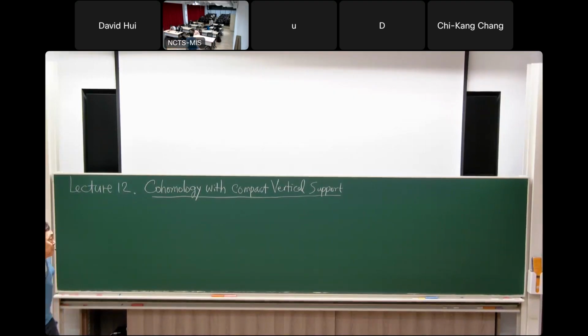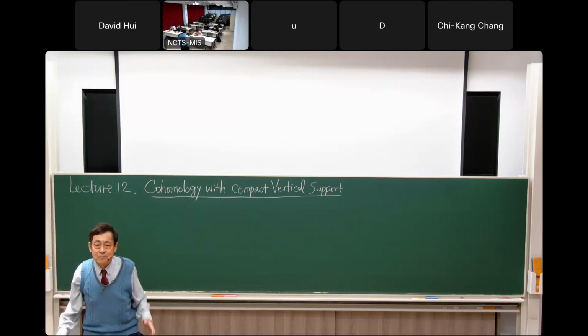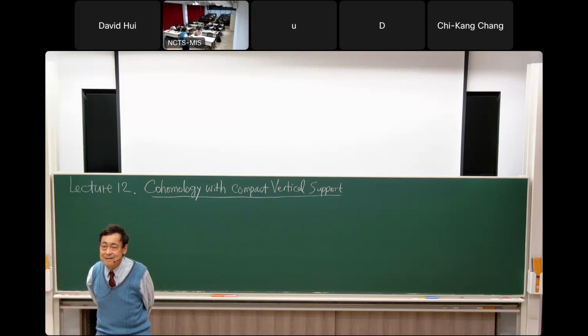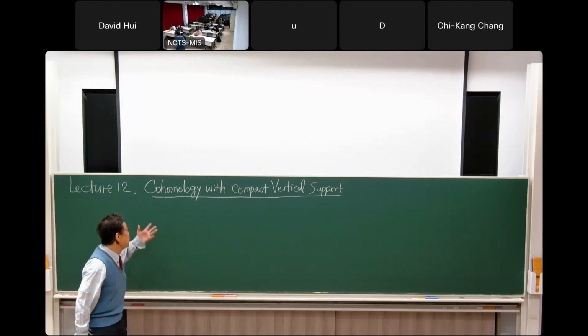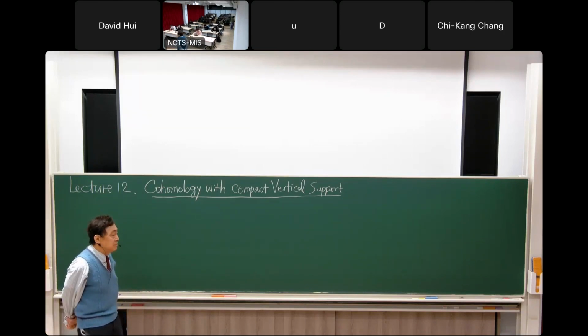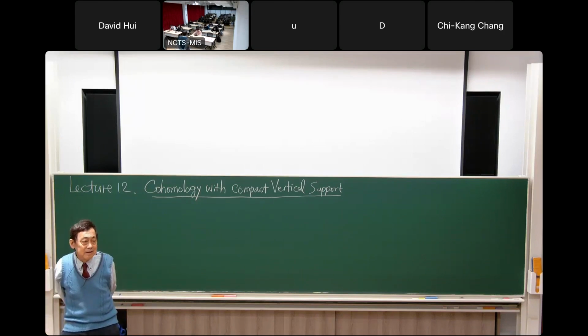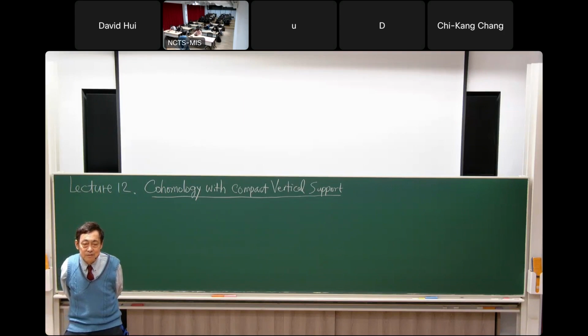Okay, so let's get started. So far, we have defined two kinds of cohomology: de Rham cohomology and cohomology with compact support. Today, I'm going to define a new kind of cohomology with compact vertical support, and it is a cohomology theory for vector bundles. So I will first have to discuss vector bundles.